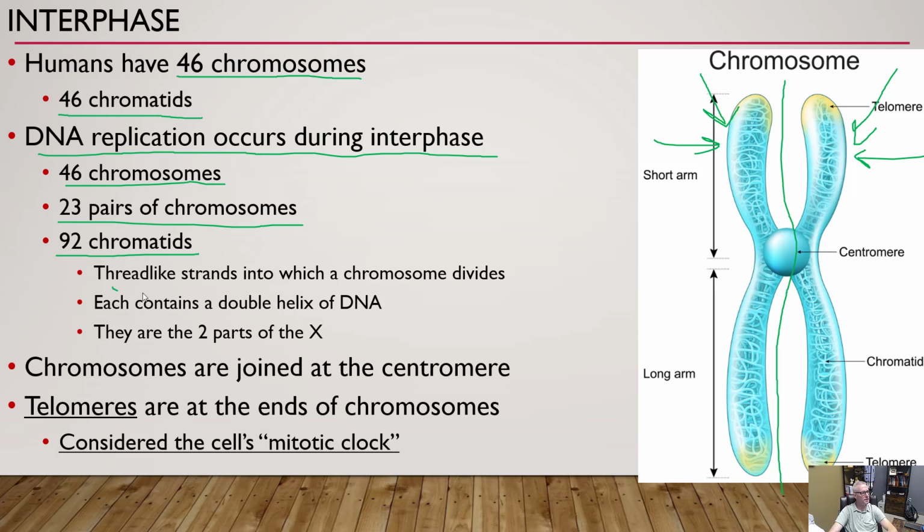And these chromatids are basically thread-like strands. They each contain that double helical structure. So there are two parts, each part of the X. Chromosomes are joined at this thing called a centromere.